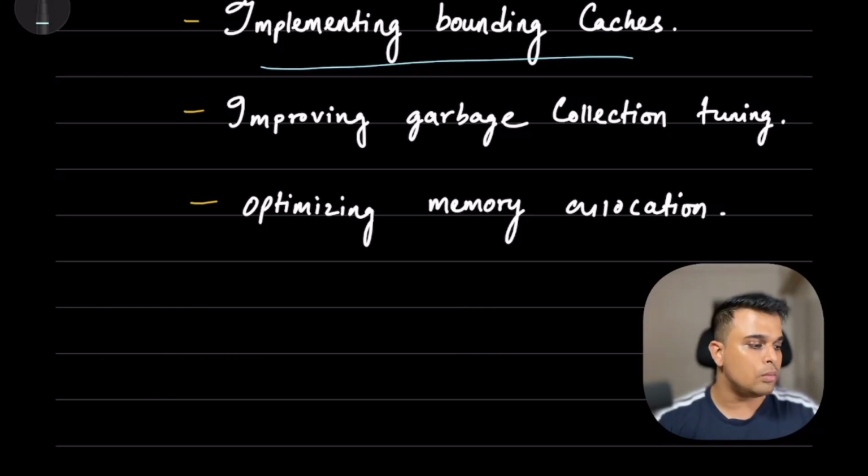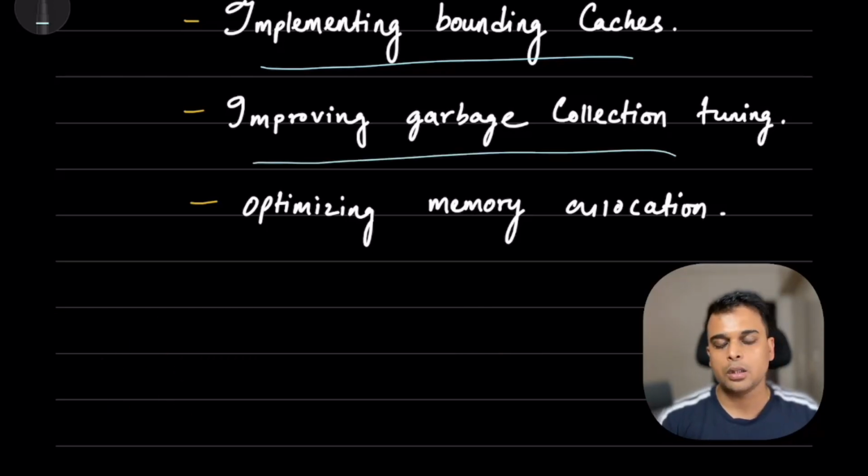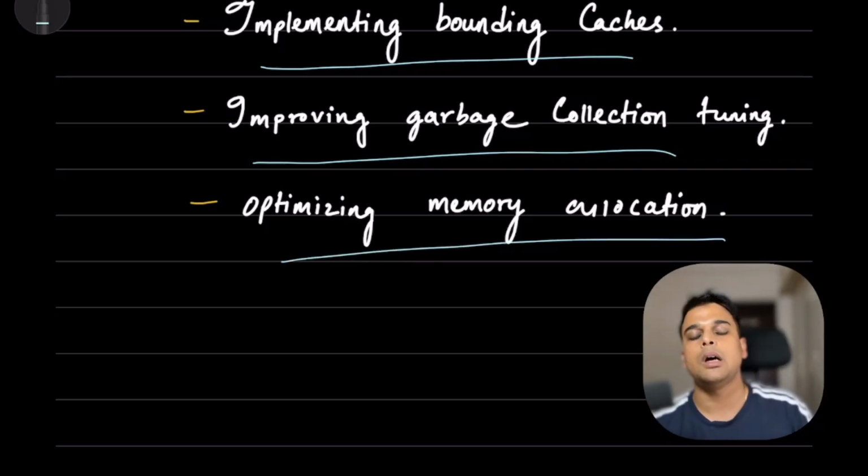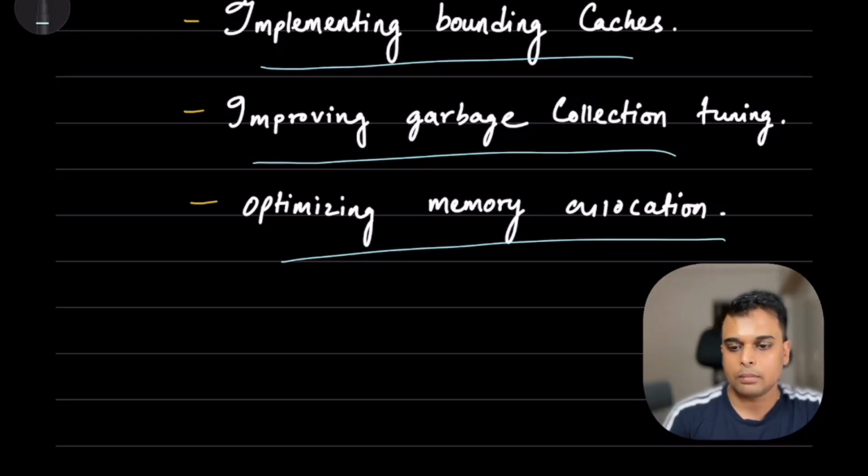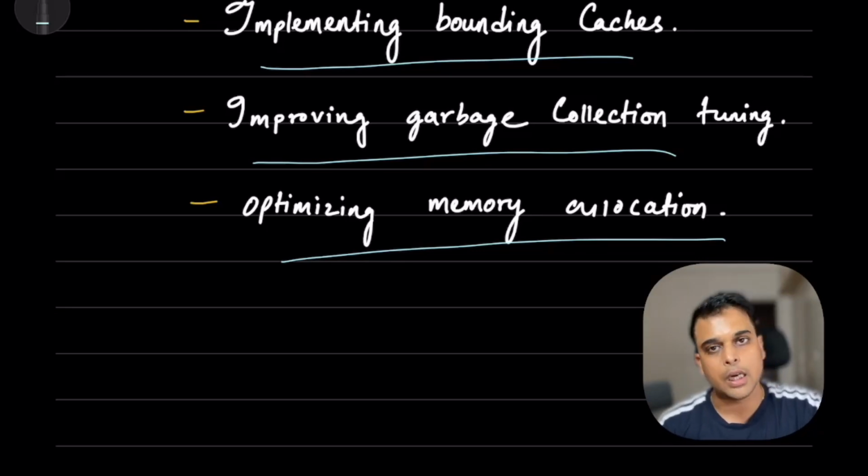Finally, we try to improve the garbage collection in our application, and we also can optimize the memory allocation within our application. So these are a few things which we can do as short-term and long-term solutions, and we can solve the memory leak problem or low memory problem if it is happening continuously within your system.